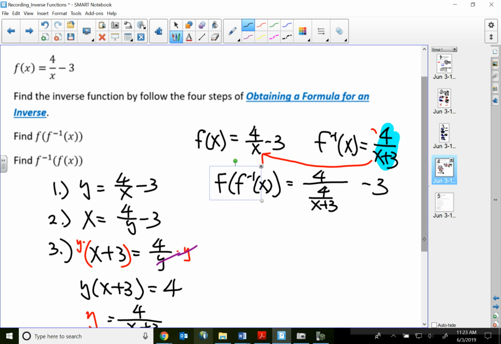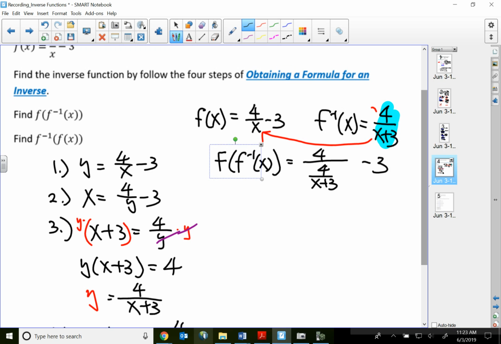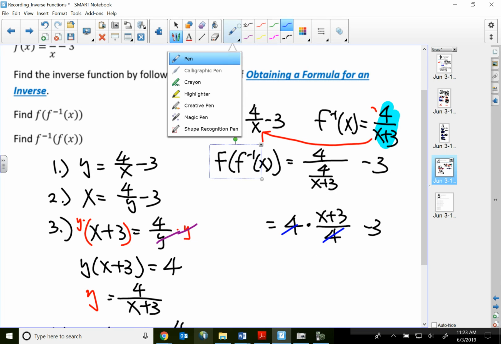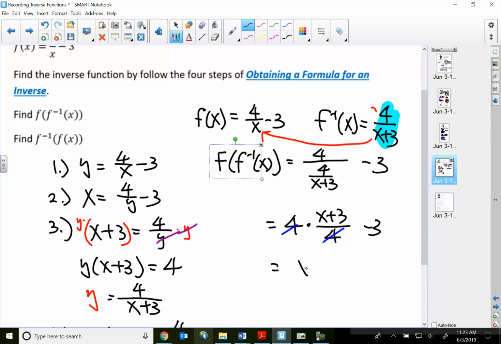Okay. Now let's simplify this a little bit. 4 divided by this means 4 times the reciprocal, which is x plus 3 over 4, then minus 3. So now the first term, top 4, bottom 4 cancels out. That leaves me with the first term as x plus 3. But I still got this minus 3 here. So combined like term is equal to x.